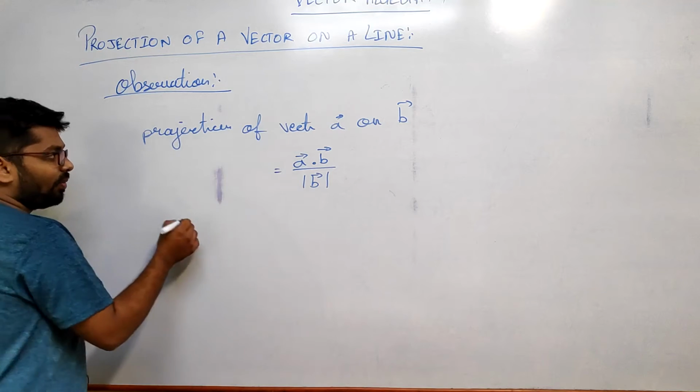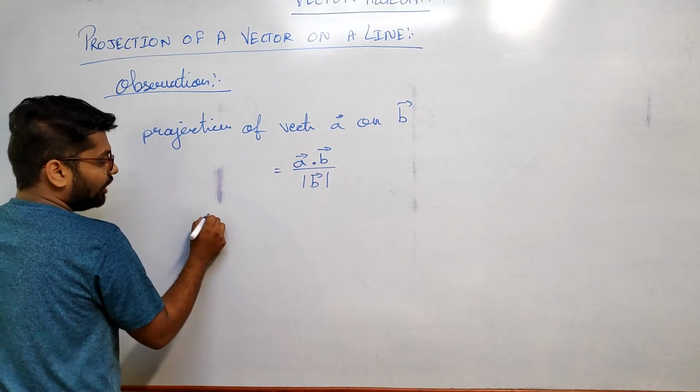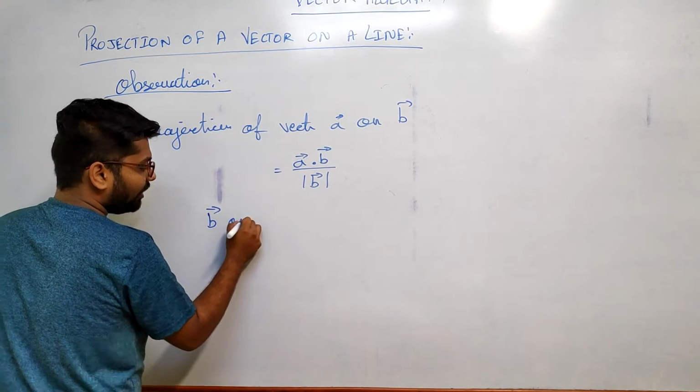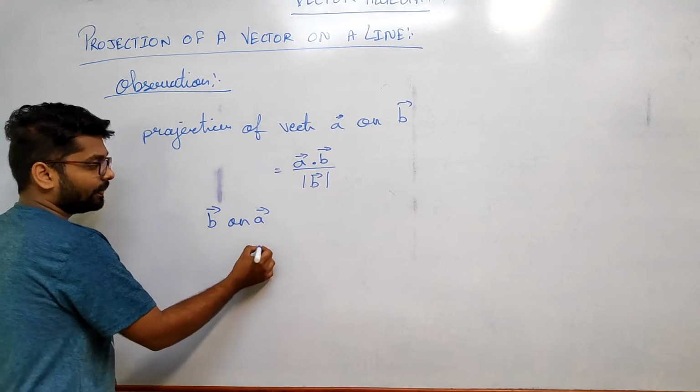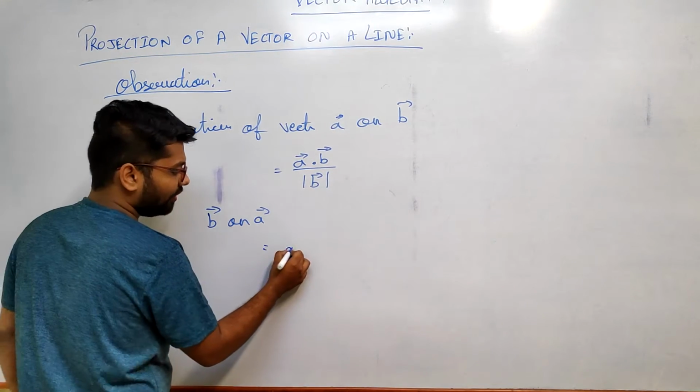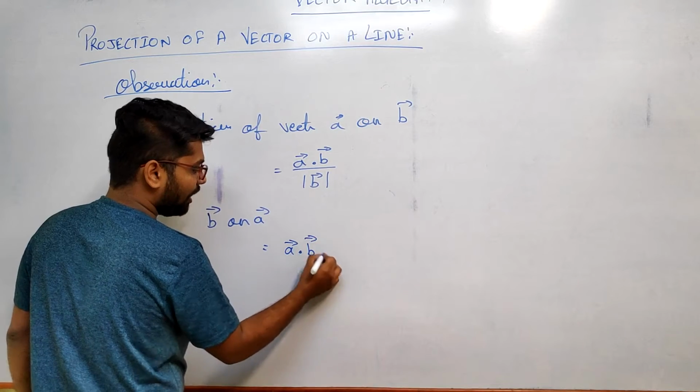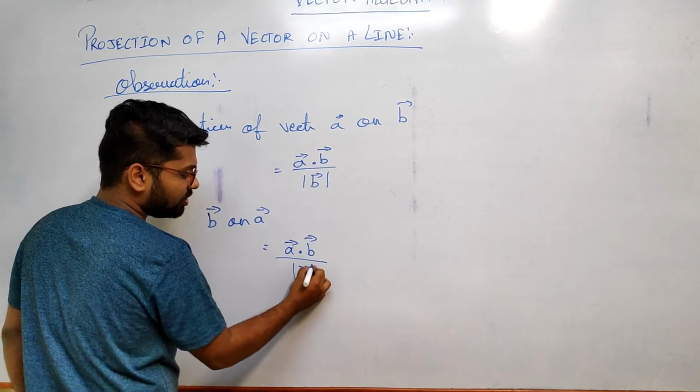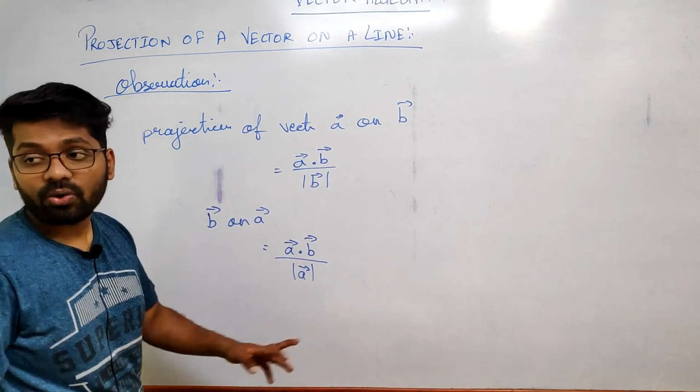Now tell me what is the projection of vector b bar on a bar. What will the formula be? It is b bar on a bar, so it will be a bar dot b bar divided by modulus of a bar. Okay, how does this come?